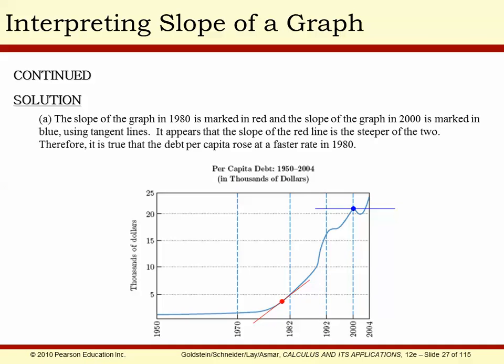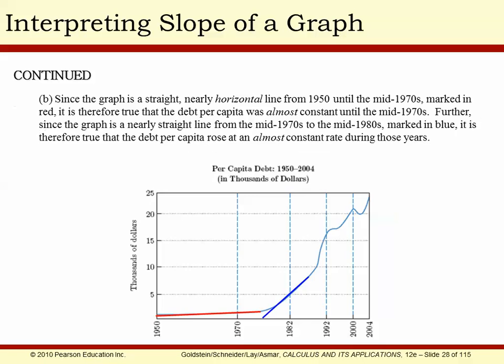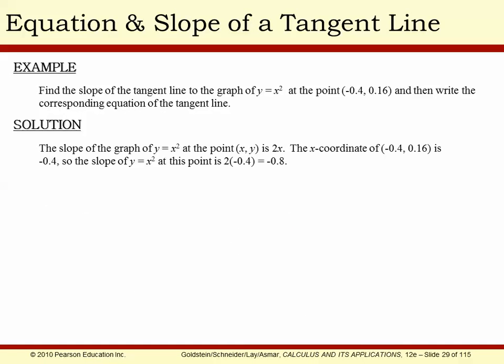So I hope that clarified it. Now this is the last thing in section 1.2, and we're going to start next in 1.3. I'll just finish this example. Find the slope of the tangent line to the graph y equals x squared at this point over here.